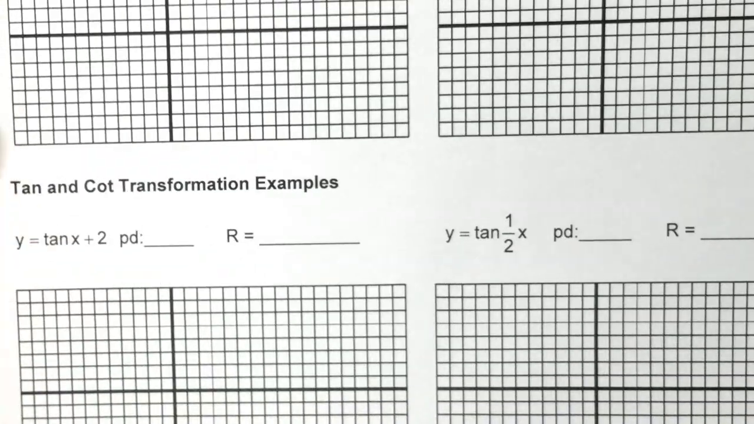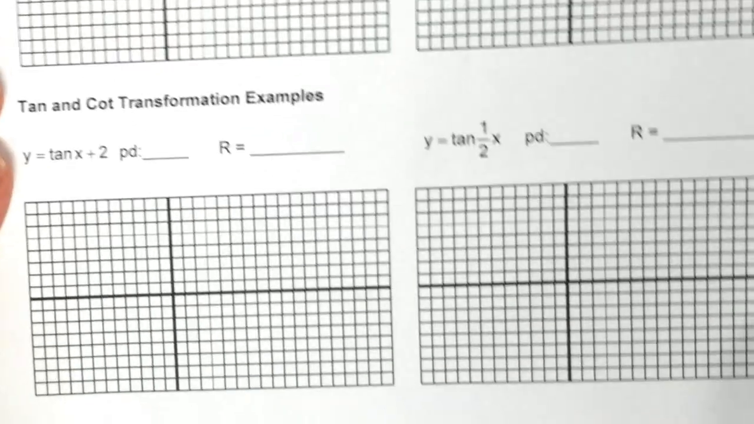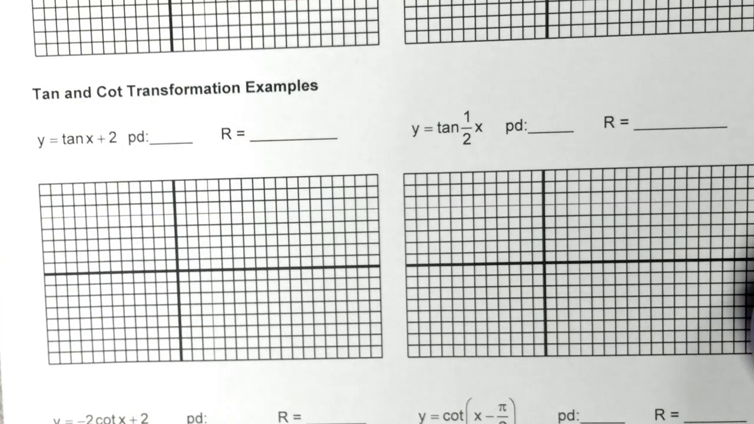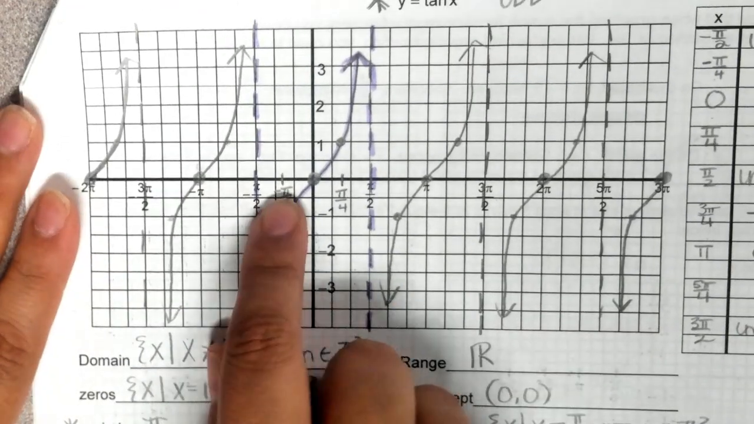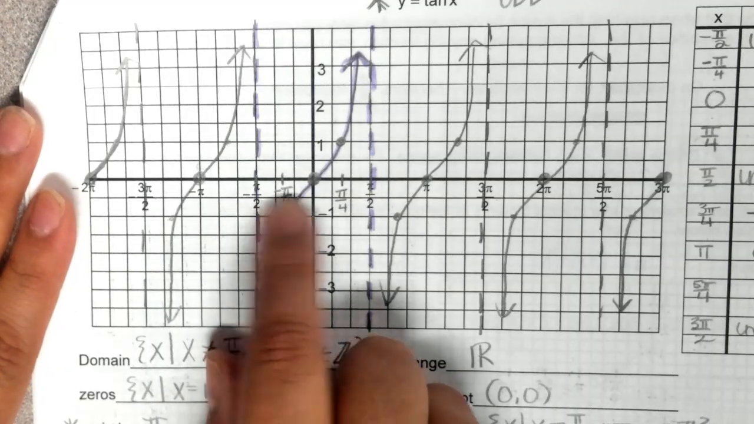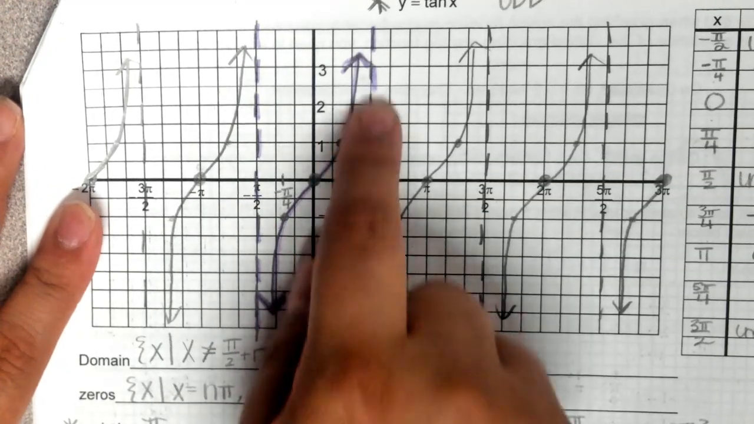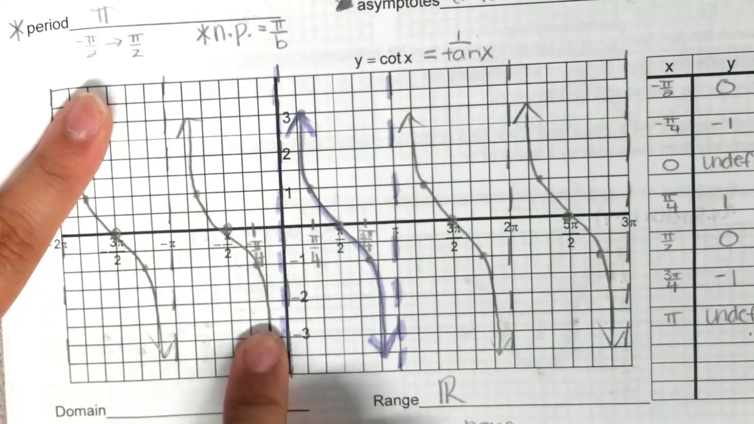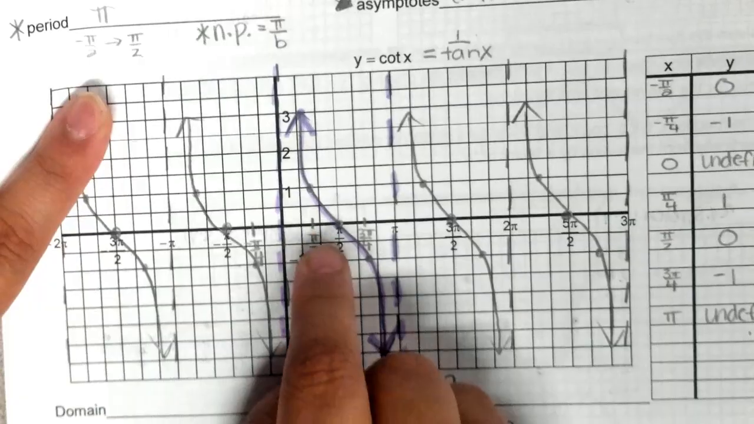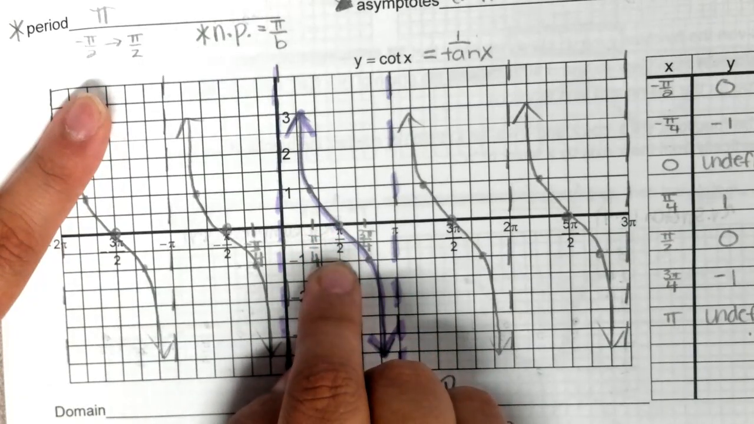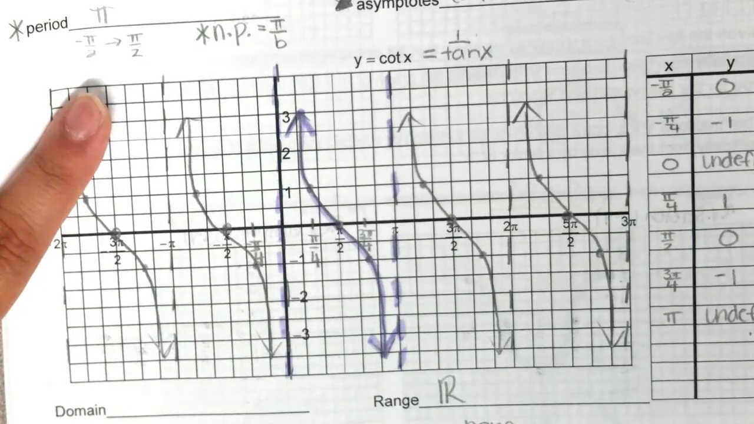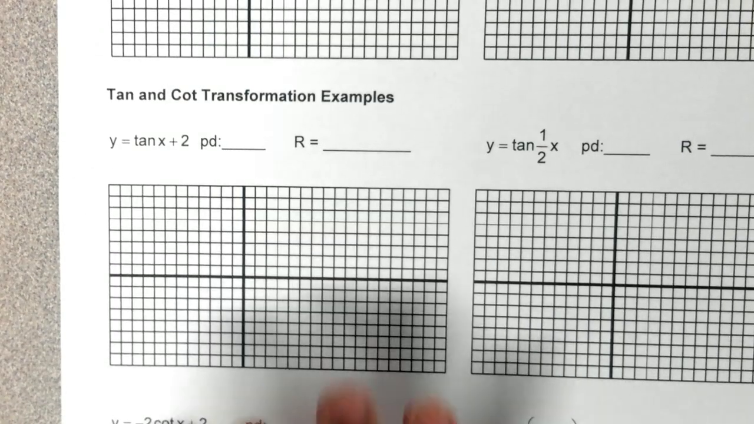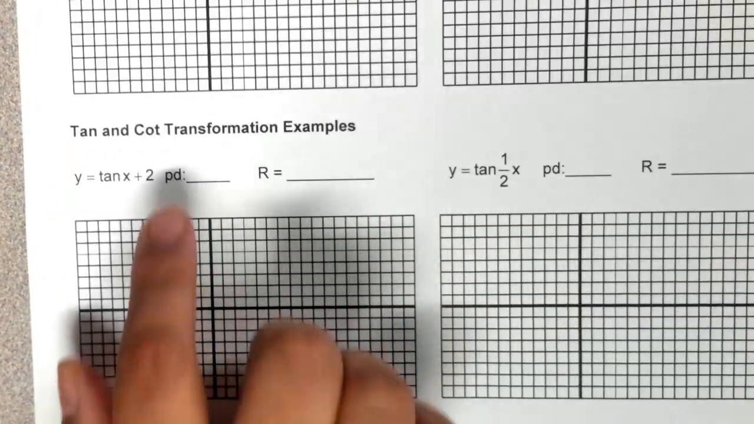Alright guys, so I'm going to be going over the tangent and cotangent transformations. As a reminder, this is what the parent functions look like. So remember tangent, the parent function is going to go from negative pi over 2 to positive pi over 2, and it's increasing, goes to the origin. For cotangent, you have asymptotes on the y-axis to pi, and then the 0 is at pi over 2, and it's decreasing.